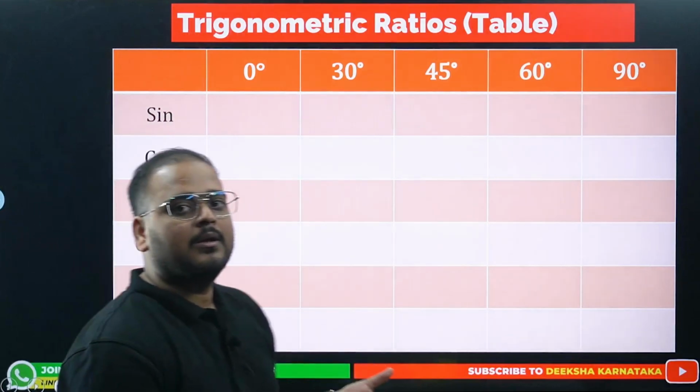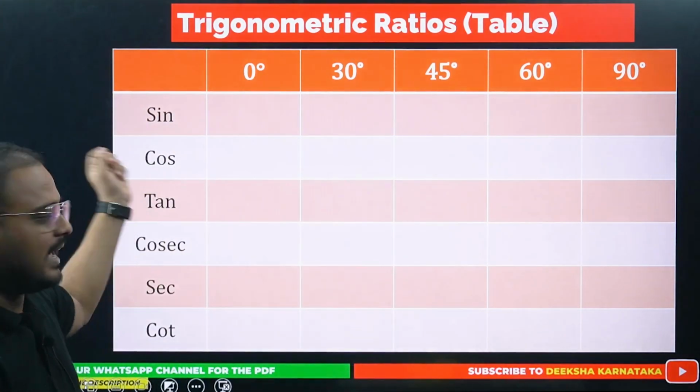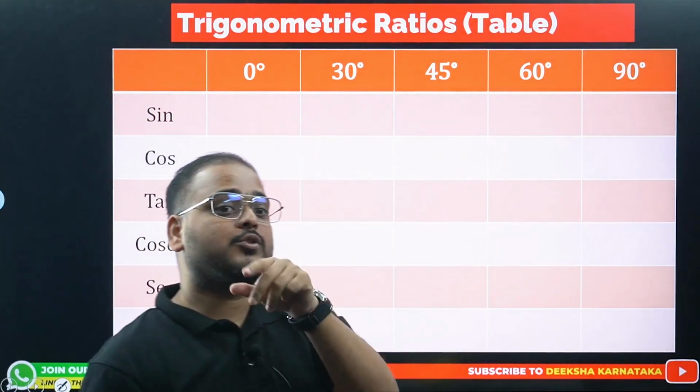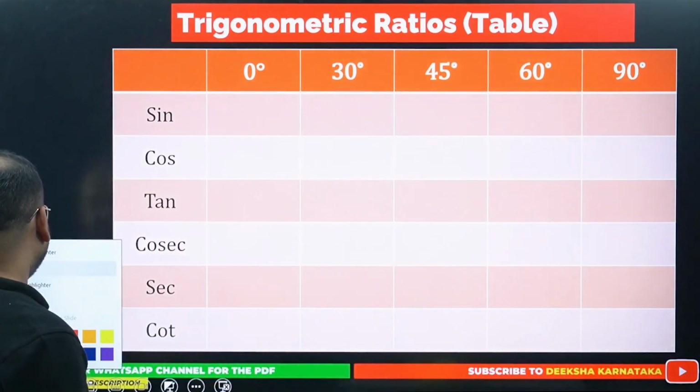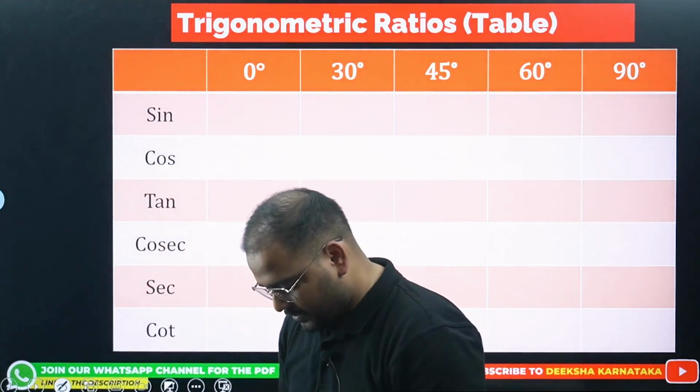Moving on. We can go back and write the values quickly: sine 0 what came, sine 30 what came, and we can write it like that. Or we can also do it in a small tricky way. The simplest tricky way, we can continue and learn it.